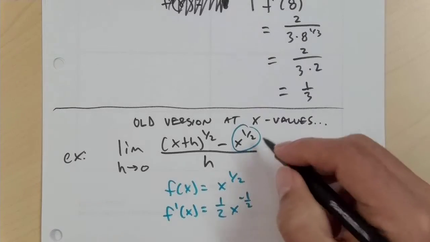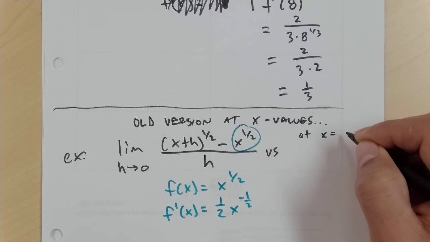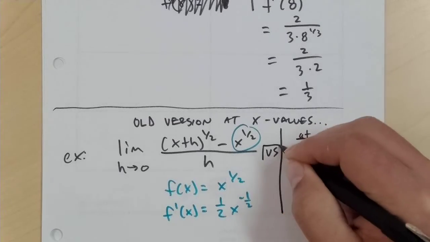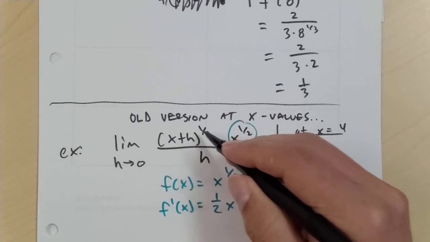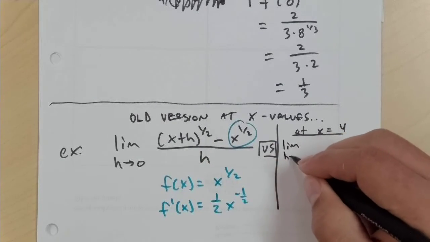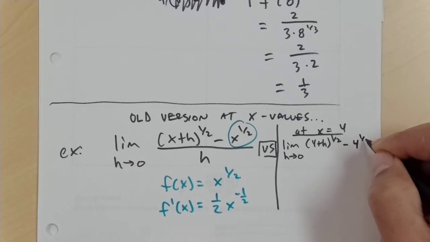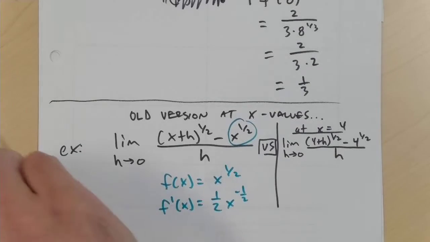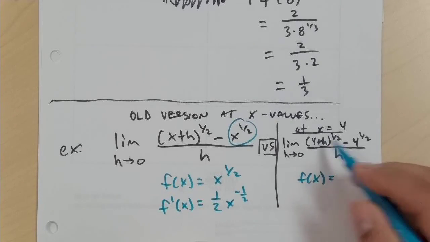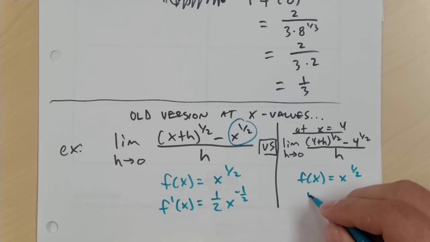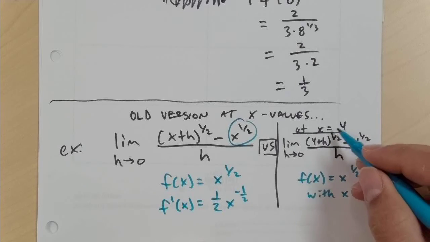Now, at a specific x value, so let's go x equals 4. So the question would look very similar to this, but it literally is going to look like 4 was plugged in to this function. And so it'll still say limit as h approaches 0, but now it'll say 4 plus h to the 1/2 minus 4 to the 1/2 all over h. Okay, and so now you need to recognize, okay, two things are happening. One, it looks like f of x is just, again, x to the 1/2, but x is going to equal 4, okay? And we know that because it looks like 4 was plugged into x.